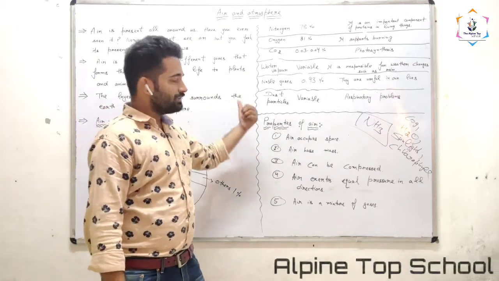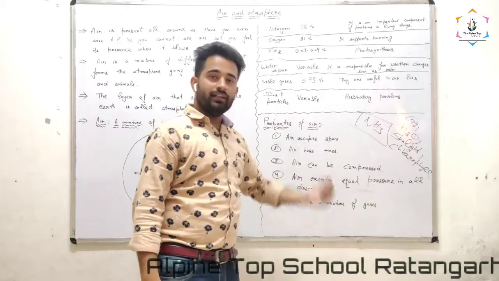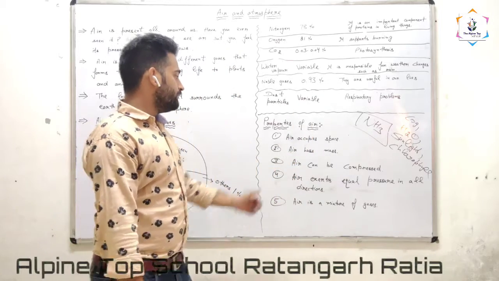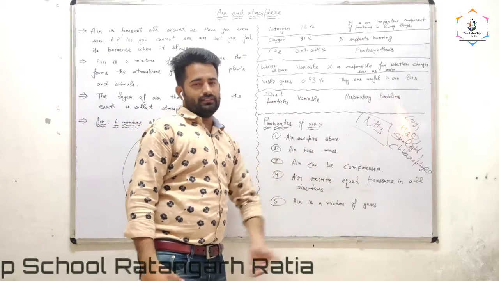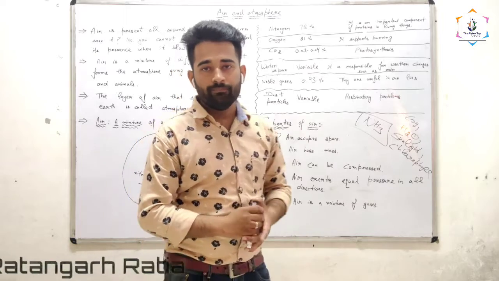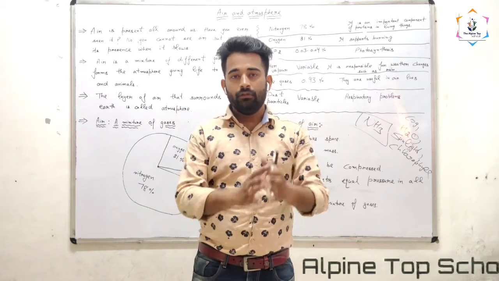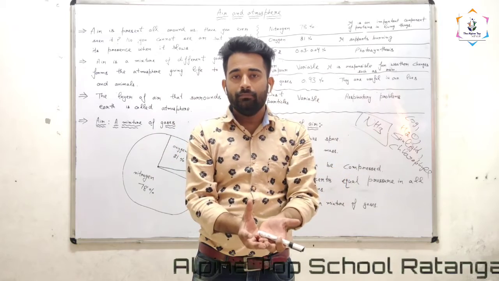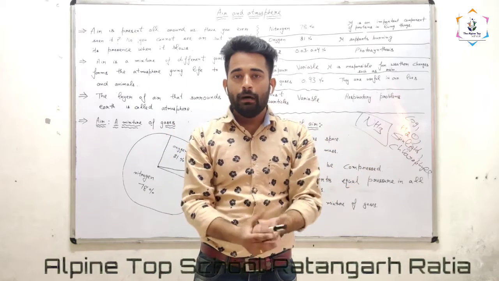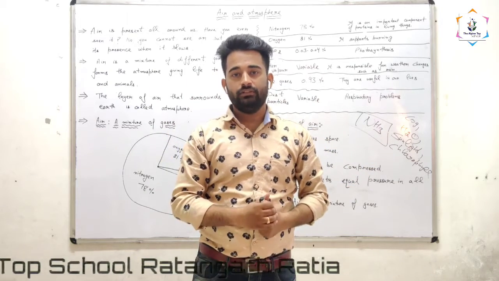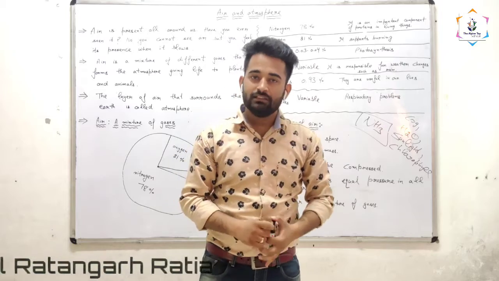Next thing is properties of air. I hope this is clear to you. Next we are moving to the next topic, properties of air. Air occupies space. Very simple example I want to give you. Take one balloon and fill air in it. After some time, the balloon will get bigger. Why? Because air is occupying space inside it. It means air occupies space.